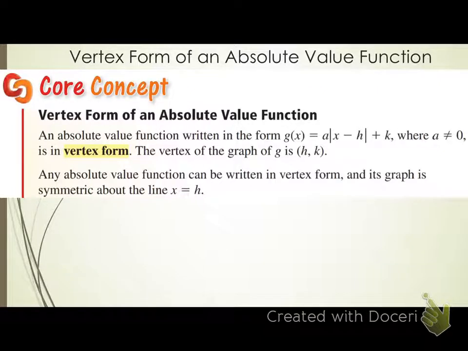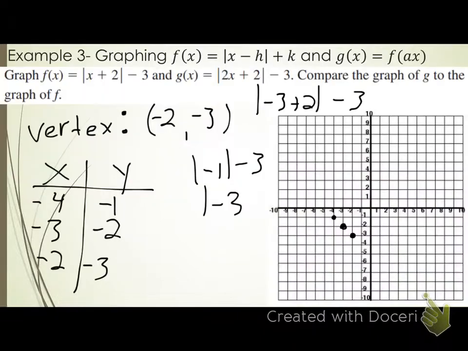What about x equals h? It's symmetric about the line x equals h. So what's my h value here? We didn't say 2. It's -2. So I know my graph is symmetric about the line x equals -2.